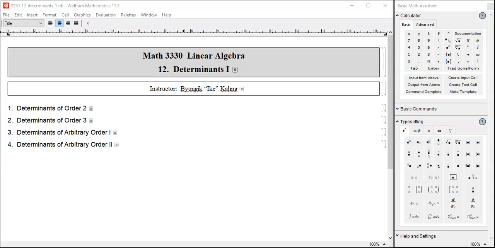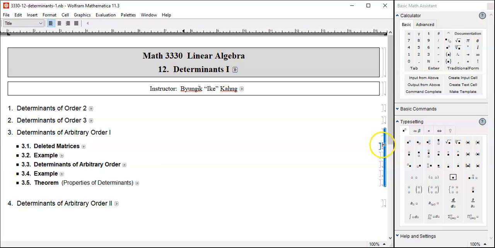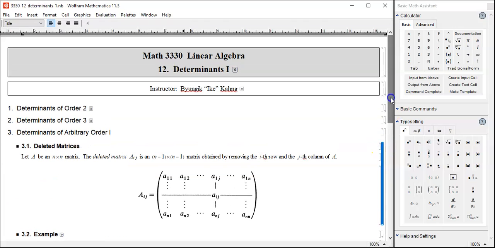Hello students, welcome back. We completed determinants of order 1, 2, and 3. Actually, we did determinants of order 2 first, and then order 1, and then order 3 in that order. Now let's go over to determinant of arbitrary order, but some preparation is in order, and here we go.